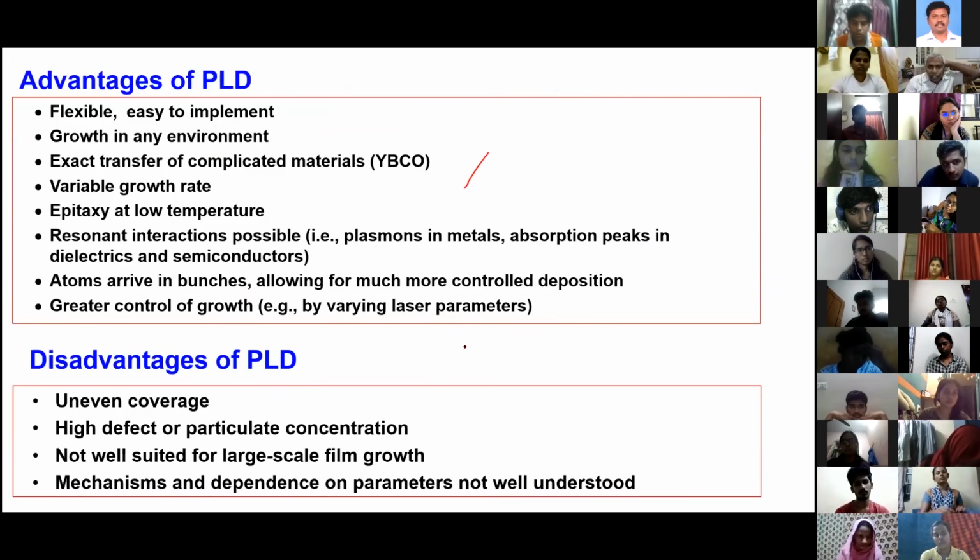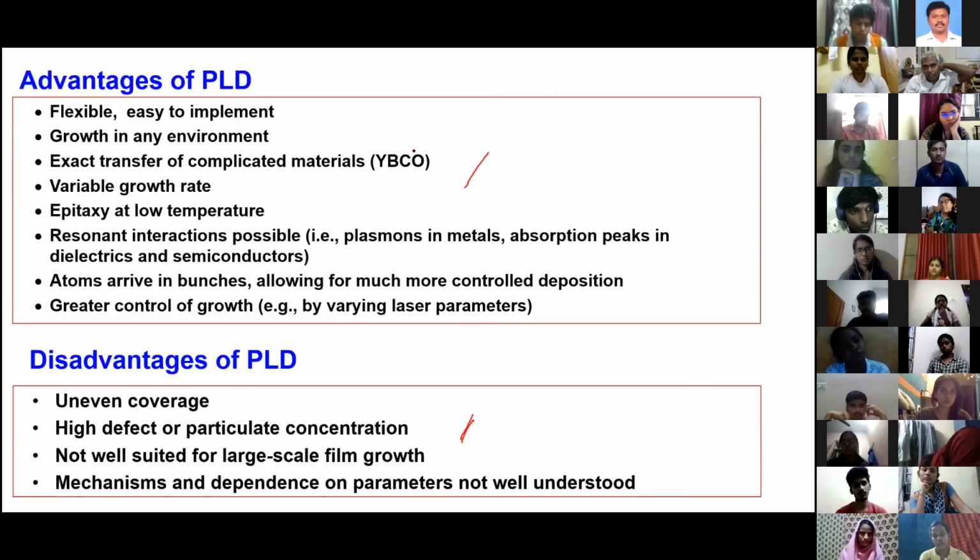So advantages and disadvantages are listed here. One of the advantages here is this: any material can be evaporated. Okay, any material can be evaporated without loss of the other material. Literally, stoichiometric films can be deposited.